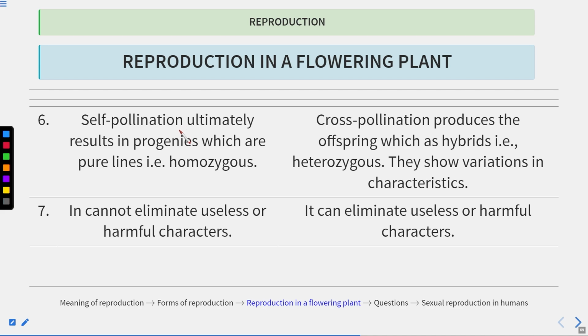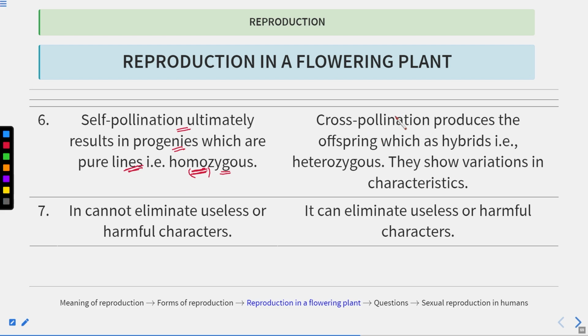Now the self-pollination ultimately results in progenies which are pure lines, or they are homozygous. Because here the pollen grains are transferred to the same flower, or to another flower which is genetically similar to that plant only. So that's why the progeny which are produced are pure lines, meaning they are homozygous for a particular character.